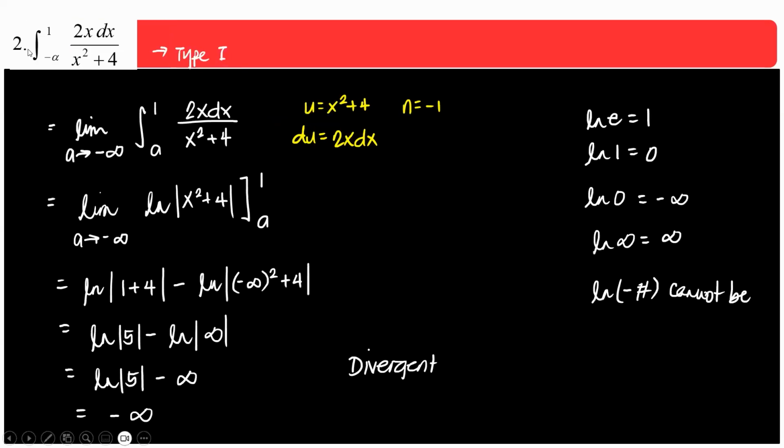Again, this is type number 1 because you see infinity. So with that, since it's the lower limit, I replace that with letter A. And then you'll notice here, guys, that you'll get infinite as an answer. So that means it is divergent. It does not converge to giving you an area.